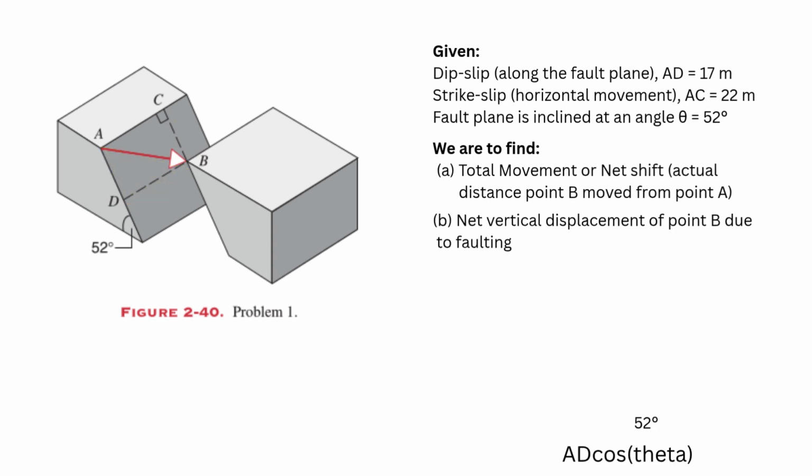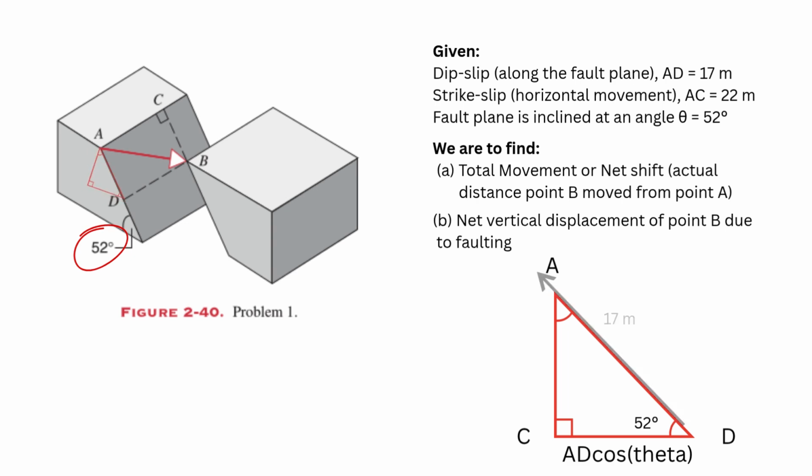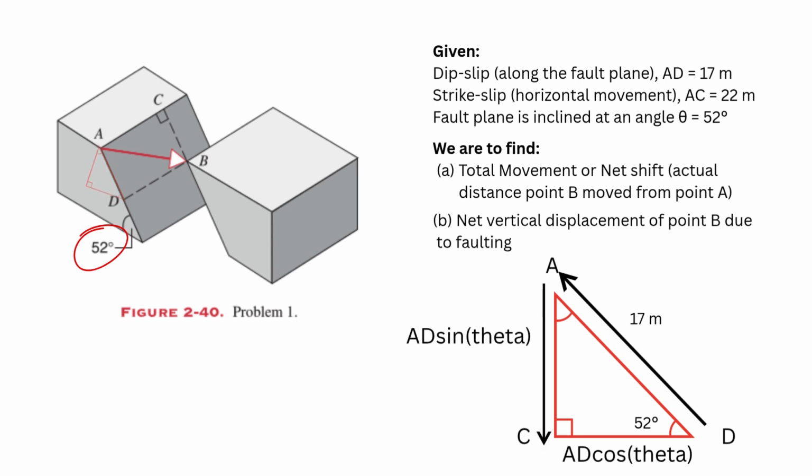Next, let's figure out how much of that movement happened in the vertical direction. Since the fault is tilted at 52 degrees from the horizontal, the vertical component comes from projecting the dip slip onto the vertical direction. Take a look at the triangle on screen. We know that the hypotenuse, labeled AD, is 17 meters. The angle is 52 degrees, and the vertical displacement is the side opposite the angle.